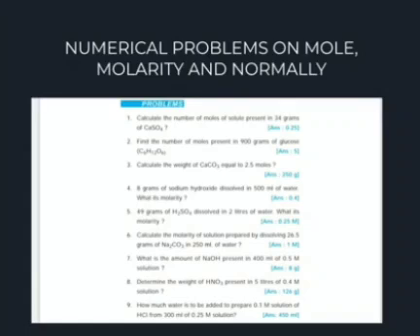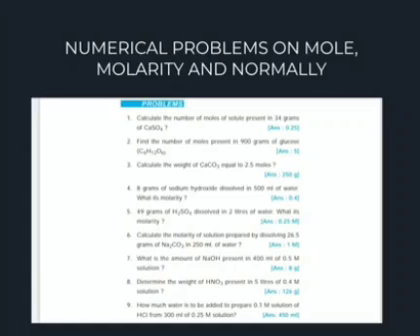Next, some unsolved problems on mole, molarity and normality. First problem, calculate the number of moles of solute present in 34 grams of calcium sulfate. Second one, find the number of moles present in 900 grams of glucose. Third, calculate the weight of calcium carbonate equal to 2.5 moles.